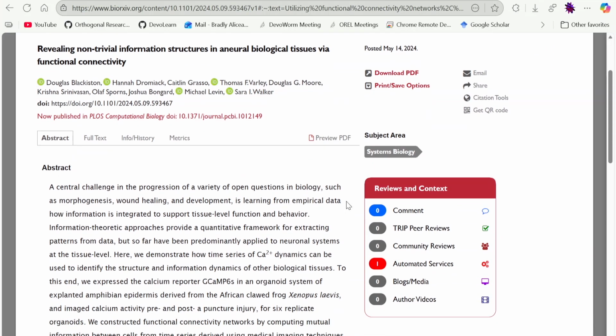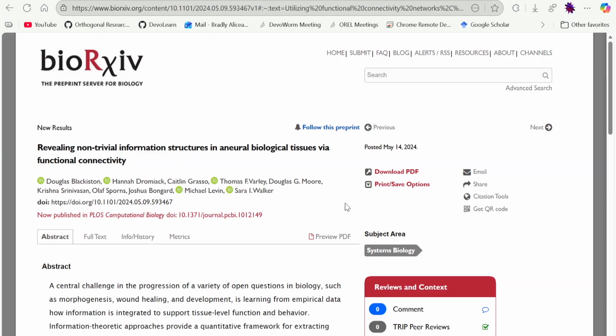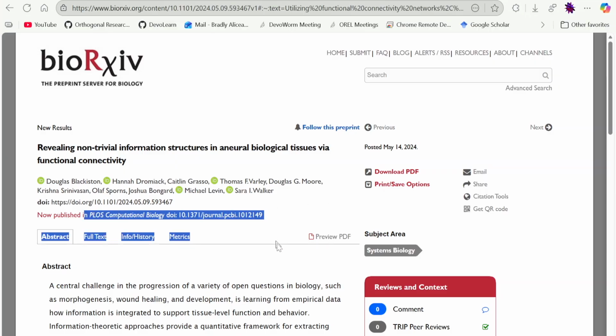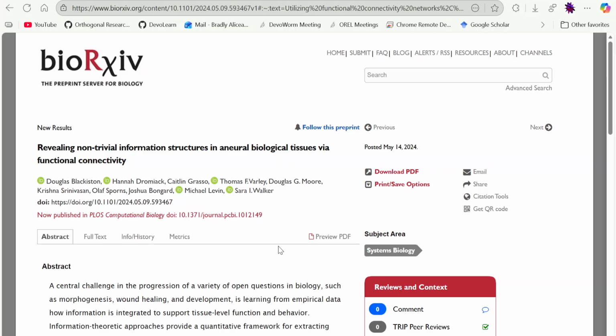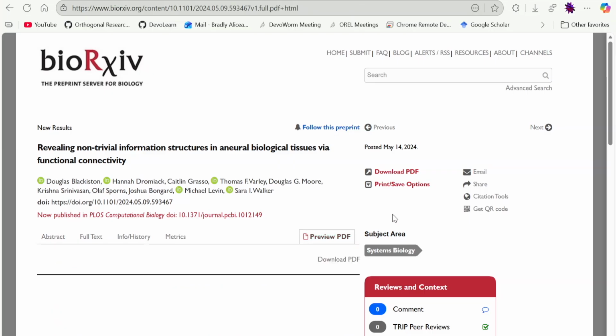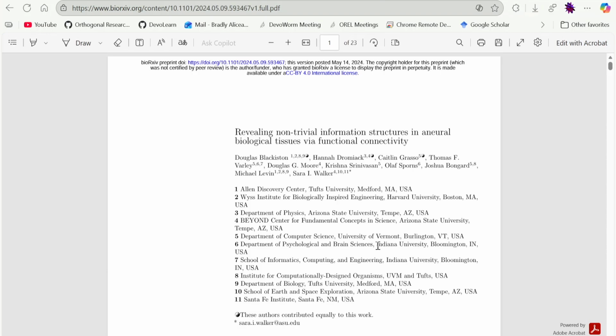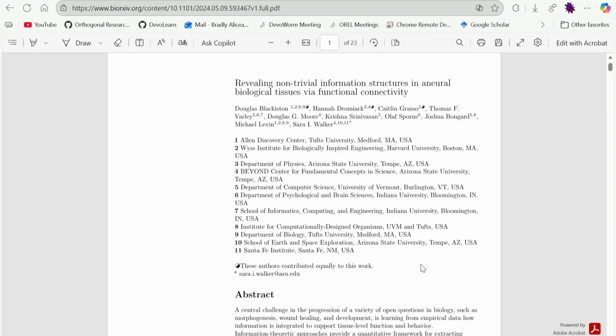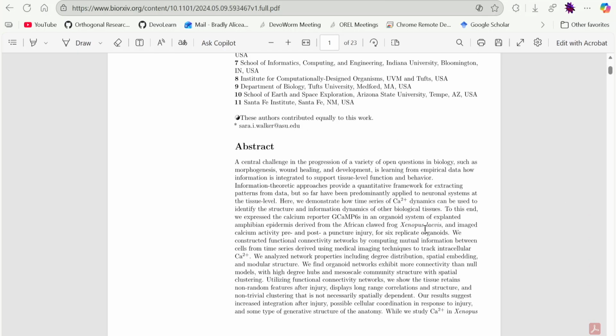So I think I actually reviewed this paper for a journal. It's in PLOS Computational Biology. It might not be this paper, but a similar paper. So that's my disclosure on this. Okay, so this is the paper here. This is the bioRxiv version. It's also in PLOS Computational Biology. So let's go in a little bit.